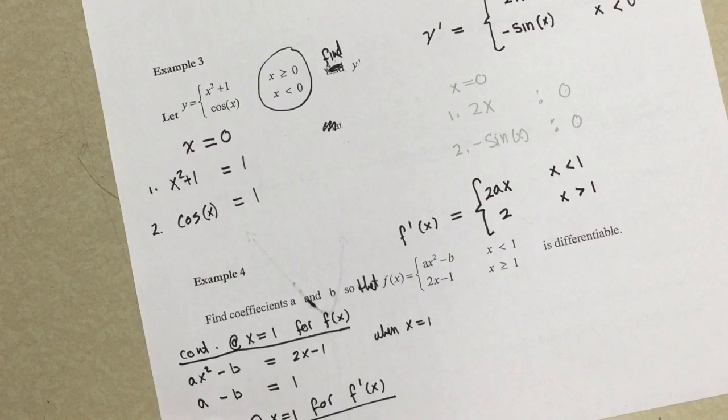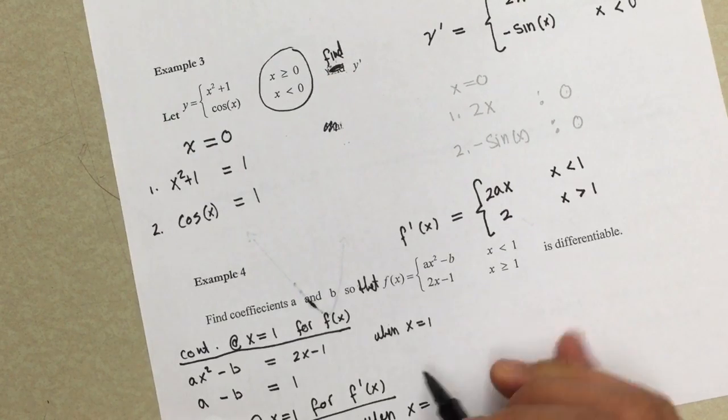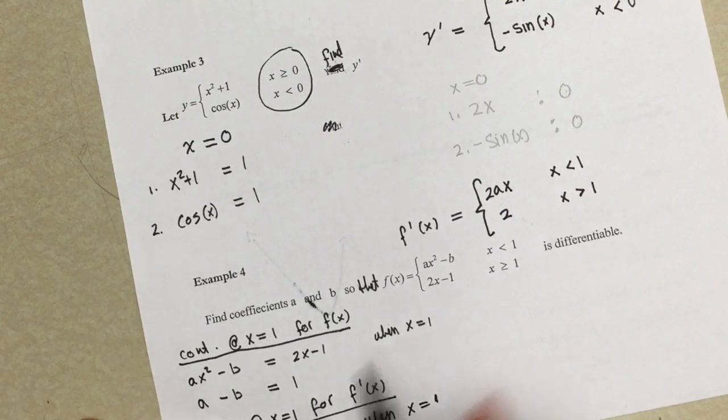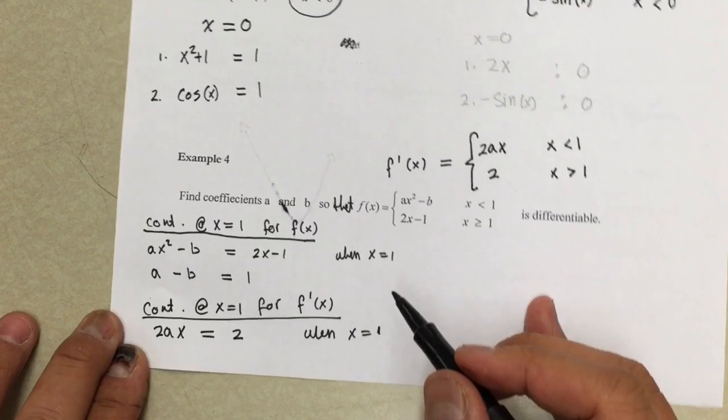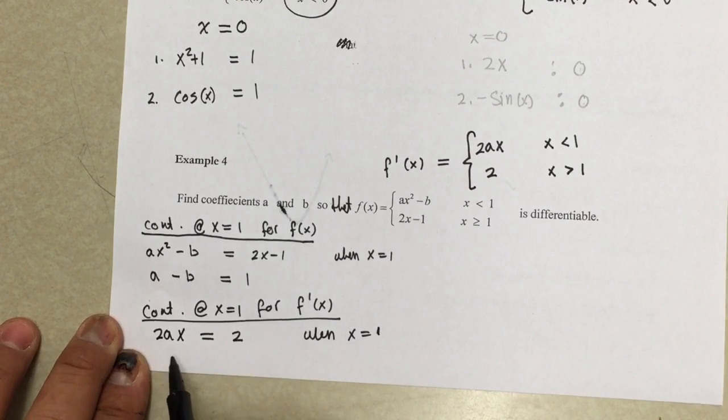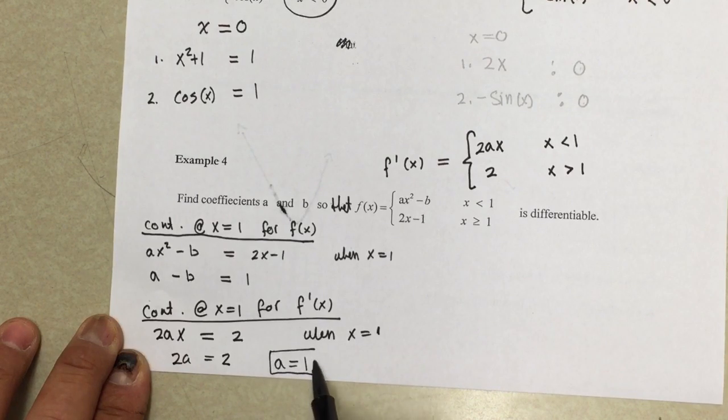Go ahead and set them equal to each other and replace x equals 1 in there. That is going to give us 2a equals 2. So we know that a equals 1.